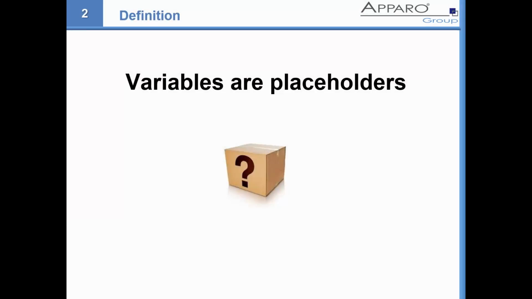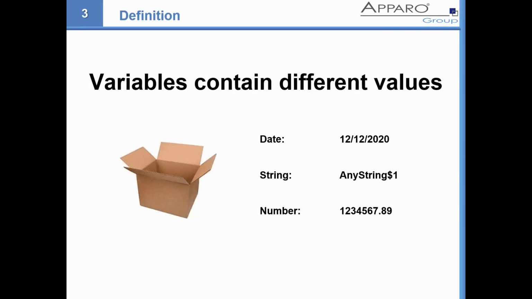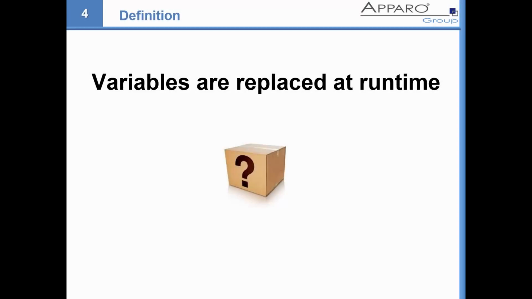We first clarify, what are variables? Variables are placeholders whose value can be calculated flexibly. This value can be a number or a string, or even a date. When the business case starts, FastEdit determines the value of the variable and uses it in a filter as a label or something like that.